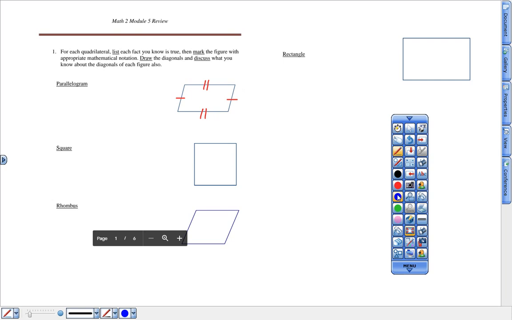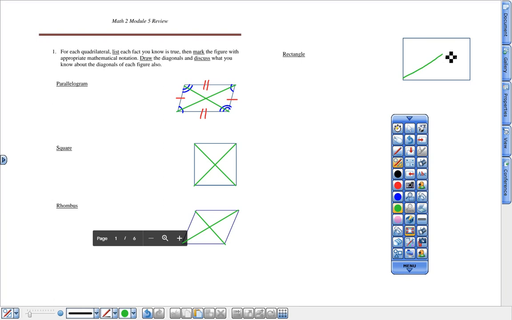These angles right here, this angle is equal to that one. This angle is equal to this one over here. And then diagonals are straight lines that you could draw from corner to corner. Notice all of these four-sided shapes have only two diagonals. But of course, a square has all equal sides and 90-degree angles.